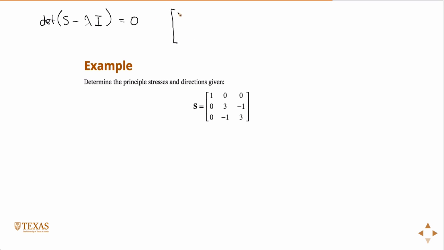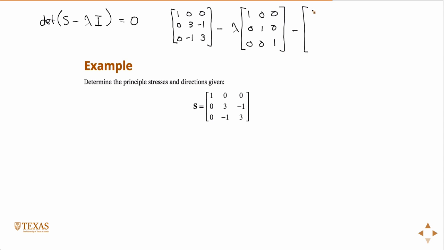So S is just there, 1, 0, 0, 0, 3, minus 1, 0, minus 1, 3, minus lambda I. So that's equal to 1 minus lambda, equal to that, right? I'm sorry, it should be a minus one there, minus one there. Okay. So then we want to take the determinant of this guy, and set that equal to 0.